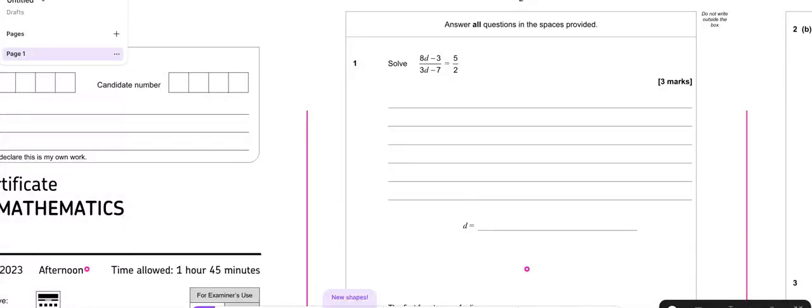Okay, so we're going to do the June 2023 Further Maths AQA paper 2. I hope this is useful.